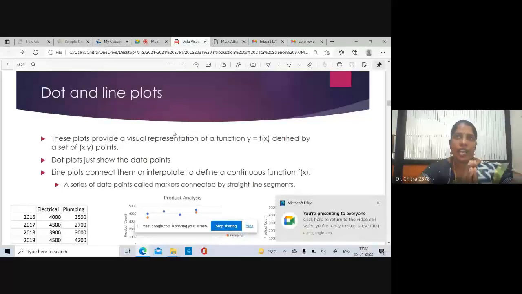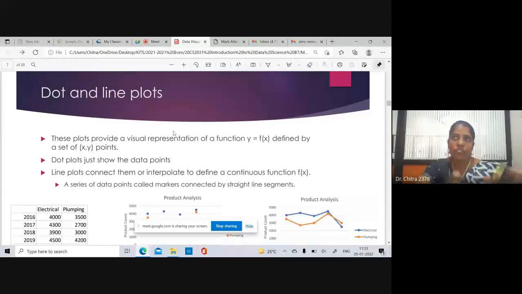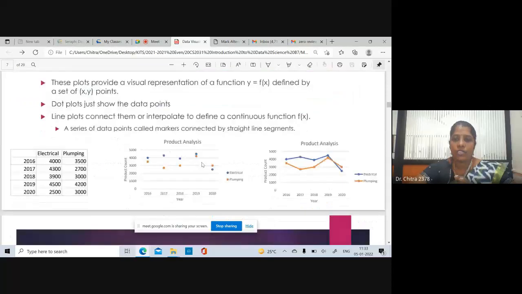The line plots are actually used for the function of y for certain x and y. This is the x-y plot, only x values and y values. It contains two dimensions, x and y. You see this figure: this is x and this one is y. Two dimensions are there in the line and dot plots. The first one is the example for dot plots.